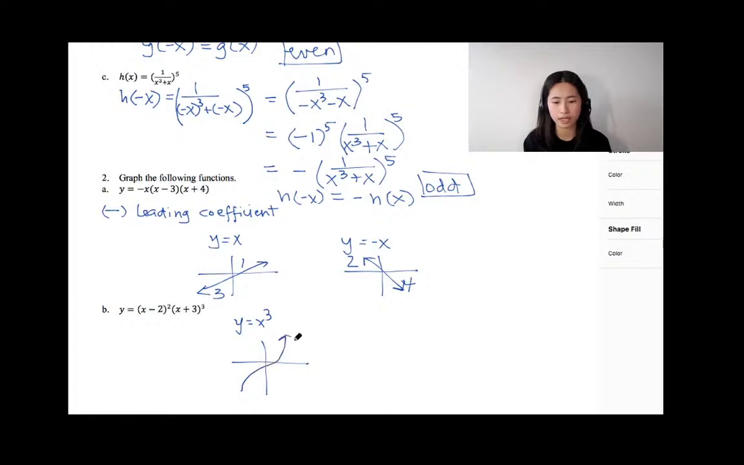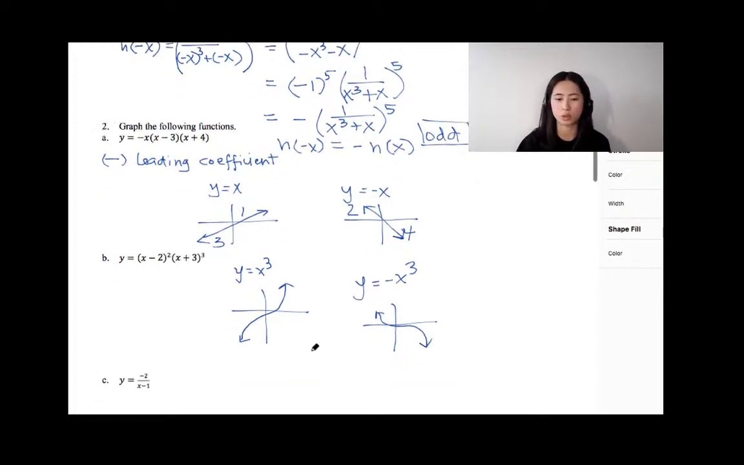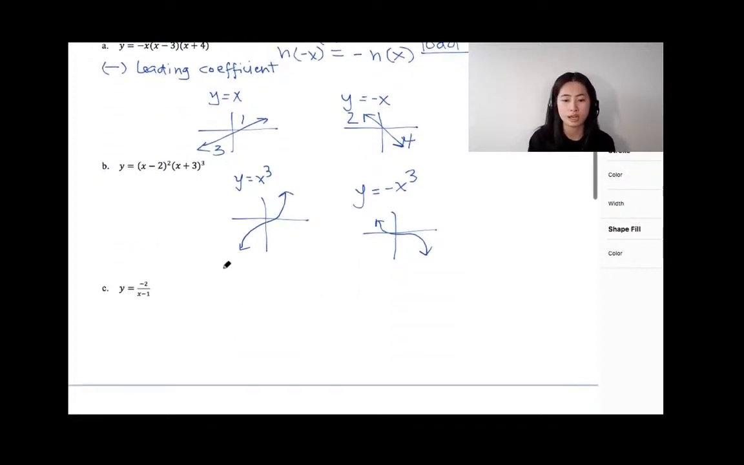So we have something like this. So we know that it's quadrant 3 and quadrant 1 when it's positive, and if it's negative x cubed, we know that this is quadrant 2 and quadrant 4. And guess what? It's similar to y is equal to x squared, right? So let's just scroll down just to see and compare them.